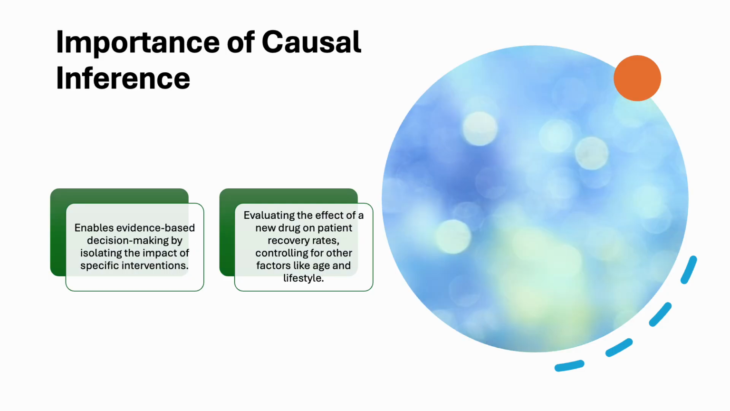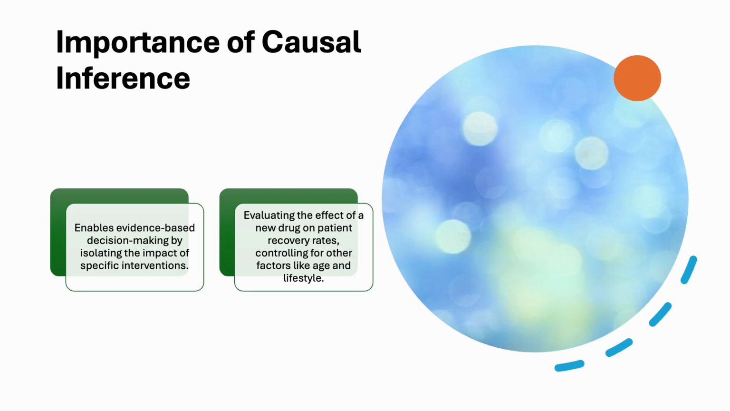Causal inference is crucial because it helps us make decisions based on evidence rather than guesswork. For example, when a new drug is developed, scientists don't just check if patients who took it got better. They compare it to the group that didn't take the drug to ensure the improvement was actually due to the medicine. This way, they can be confident that the drug works and is not just coinciding with recovery.